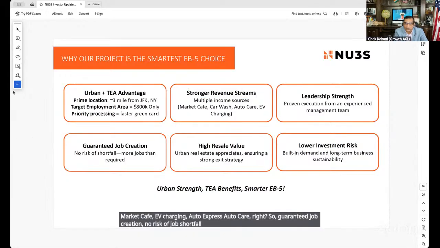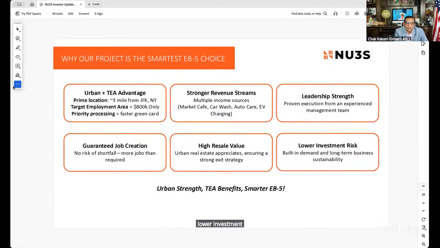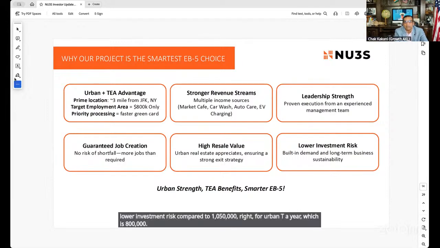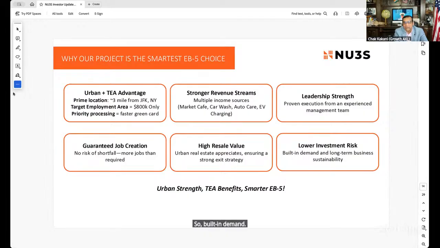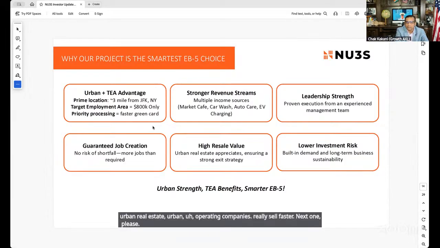That's very important. Lower investment risk compared to 1,050,000, right? For an urban TEA, which is 800,000. So built-in demand because the urban project and long-term sustainability and high resale value. When we actually flip and sell this, if we need to, urban real estate, urban operating companies really sell faster. Next one, please.